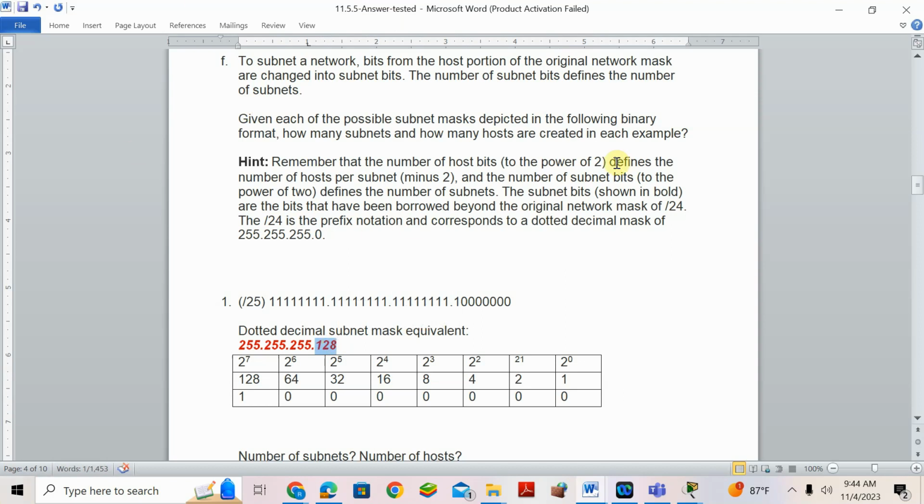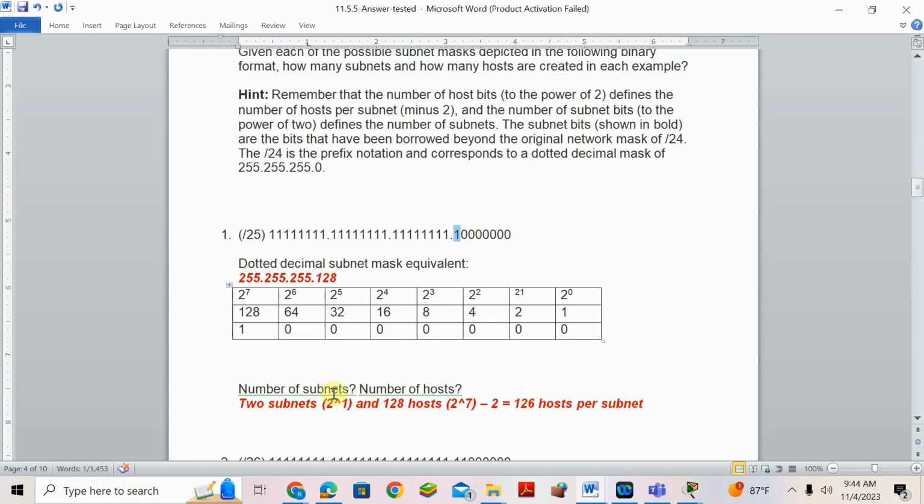Okay. Number of subnets. So here, how many 1s have we taken extra? 1. Okay, it was 25. Now I took 1 more. So this is 2 power, how many bits did I take? 1. So 2 power 1 equals 2 subnets.